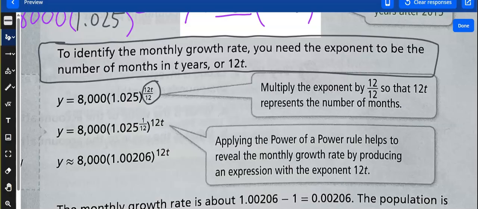What does 12T over 12 represent? What does it equal? That's just one T. So they didn't do anything magical with that T. All they did was rewrite it as 12 over 12 times T. Now look what they did with the exponent. Do you see how they separated it? They took the denominator part into the inside, and they left the numerator part on the outside.